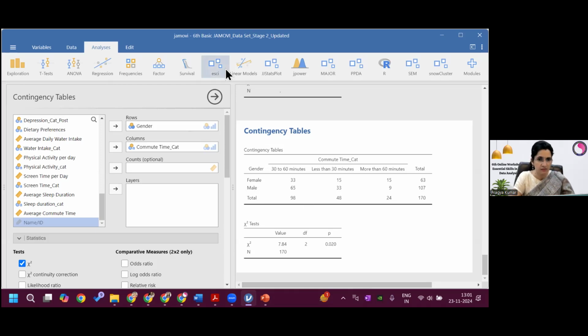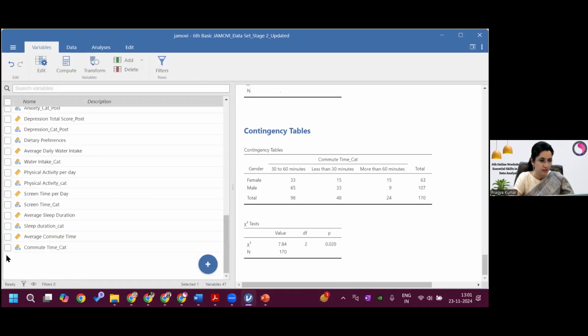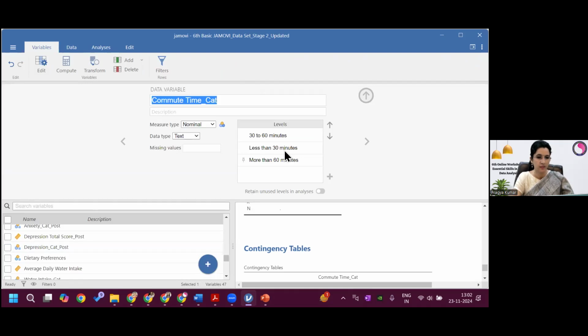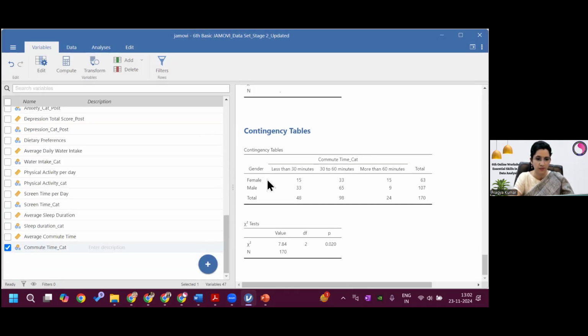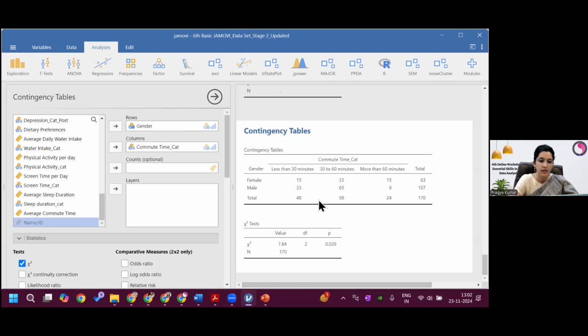Let me correct this order of the variable. For this less than 60, I'll go to the variable and click this commute time, and this less than 60 will go up. Yes. Now it is okay: less than 60, 30 to 60 and more than 60. Now this is the count which you are seeing: 15, 33, 15, 33, 65, 9.